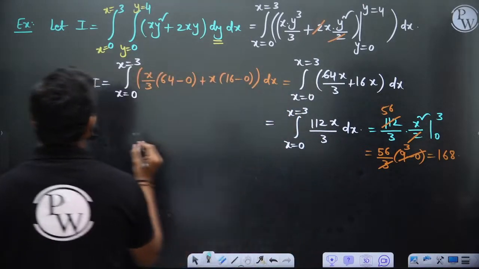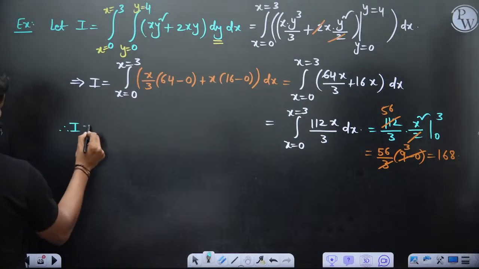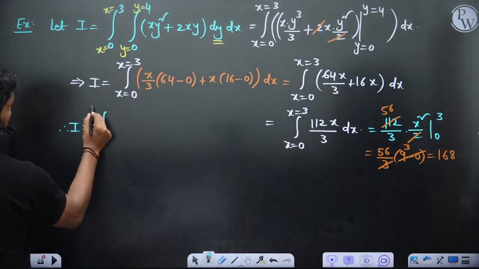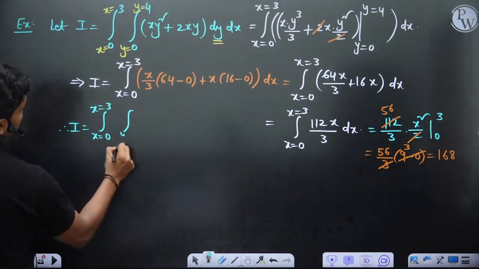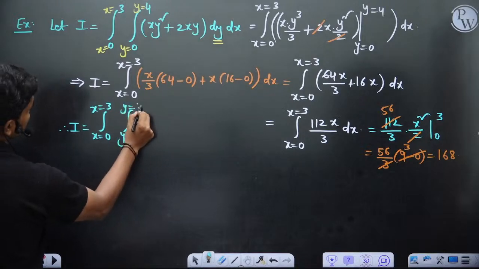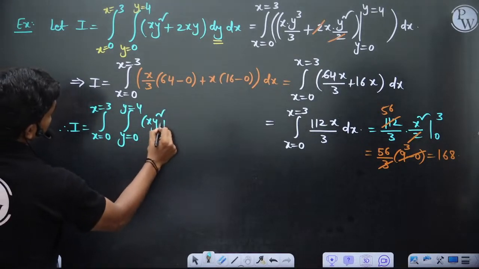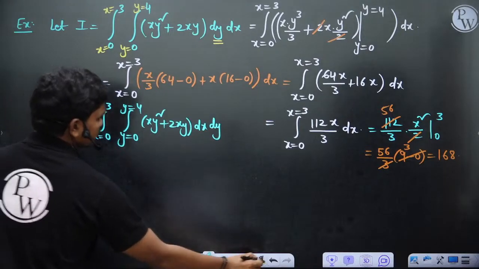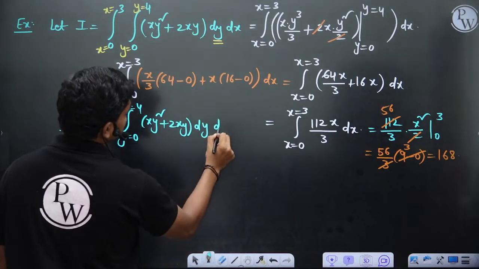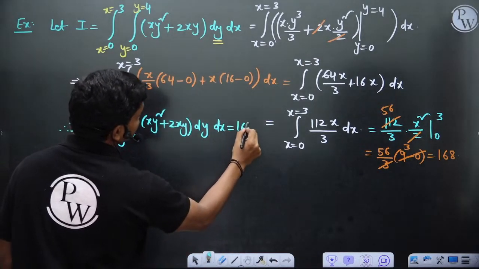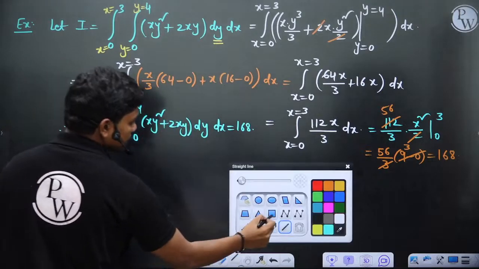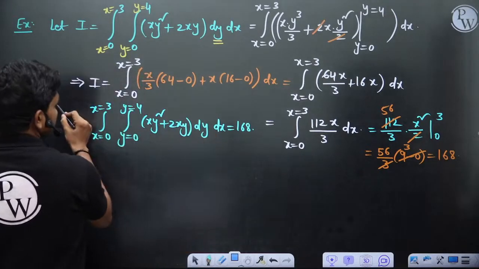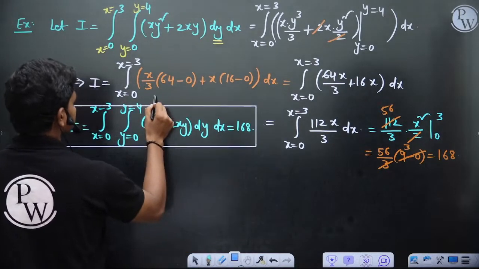Therefore, I is equal to the integral x from 0 to 3, y from 0 to 4, of xy square plus 2xy dy dx, is equal to 168. When these limits are constants, you should be a little careful in writing this order. So this is the value that I got here.